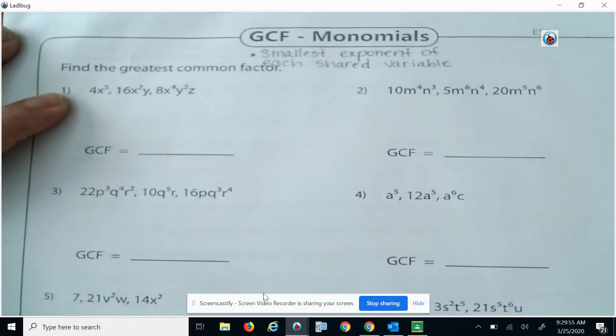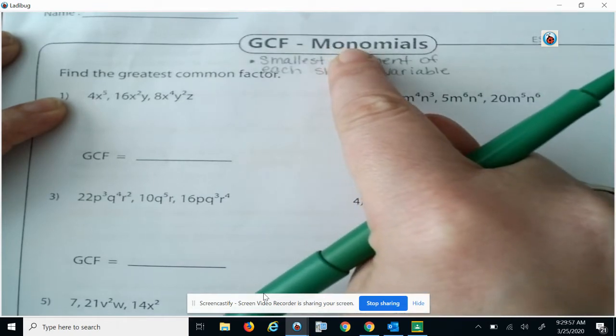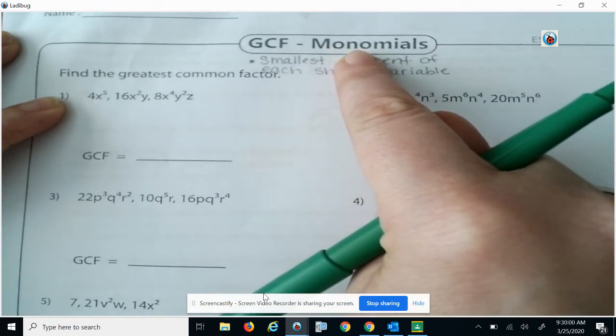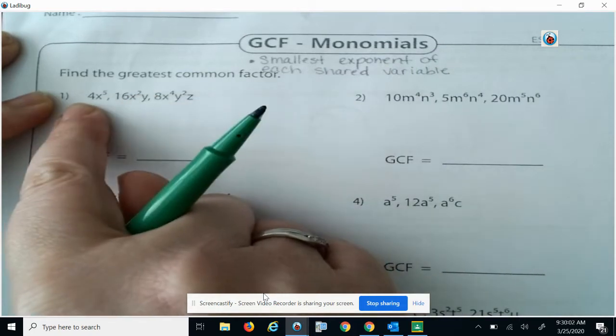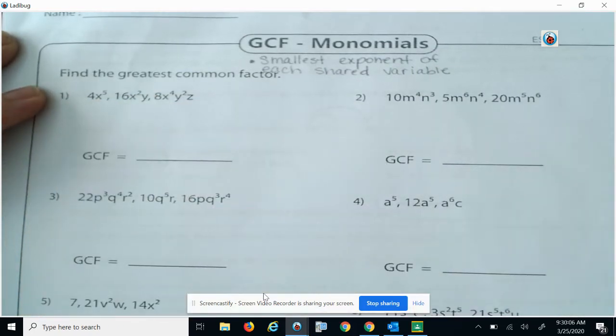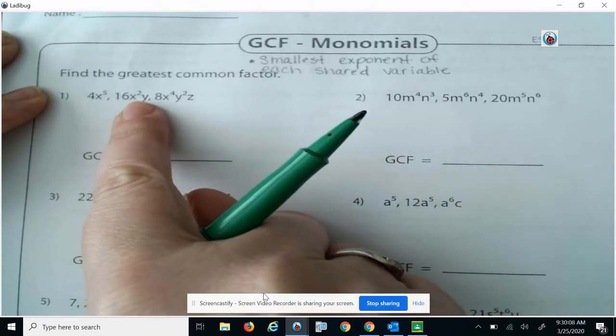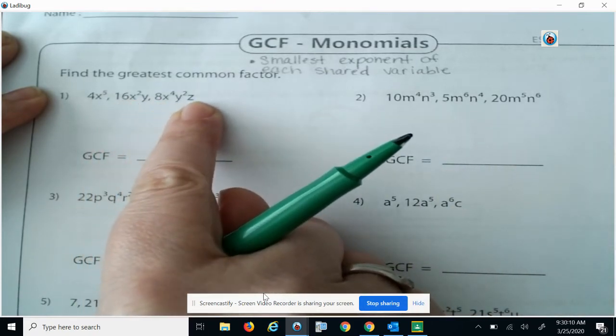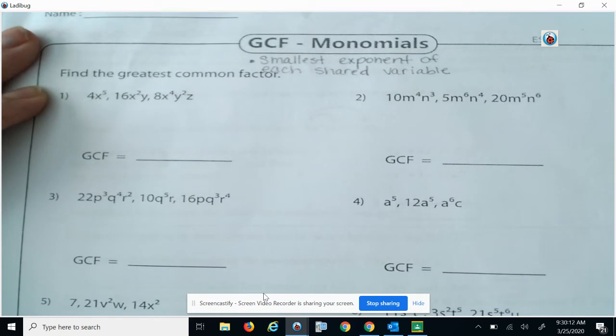All right, so when we have a monomial, it means I have a variable, right? So I have a number, a coefficient, and I have the variable part. There can be more than one variable. As you see here, there's x's and y's and x's and y's and z's. Some of those have exponents, some of them don't, but that's a monomial. I have a number part and a variable part.